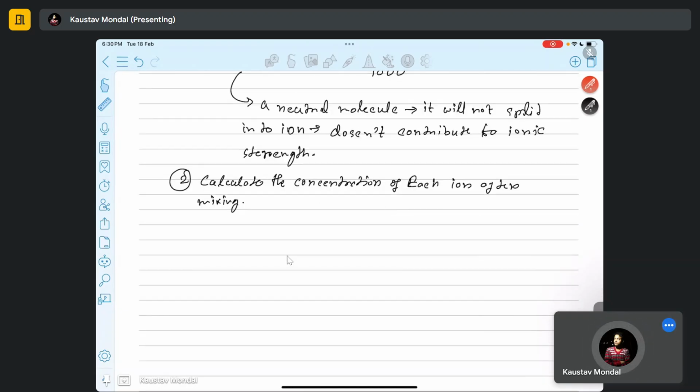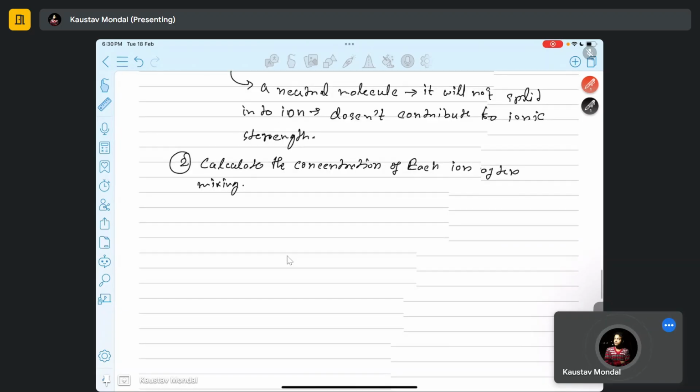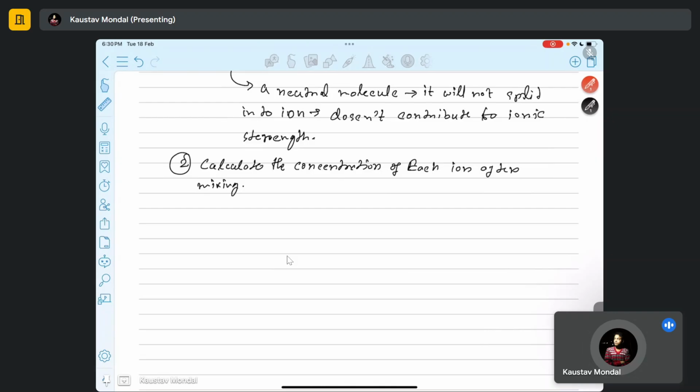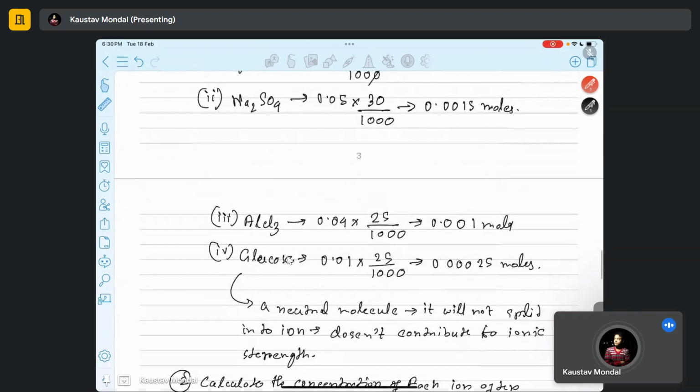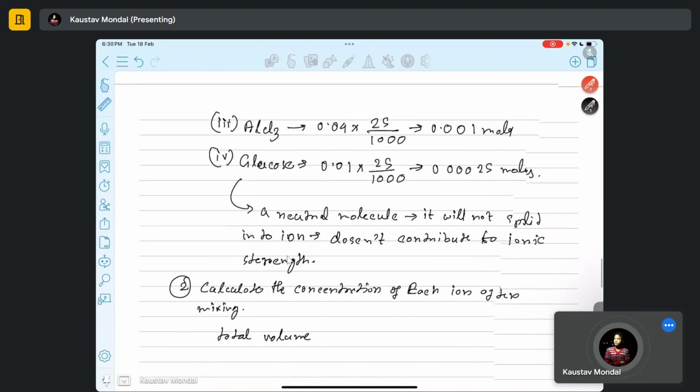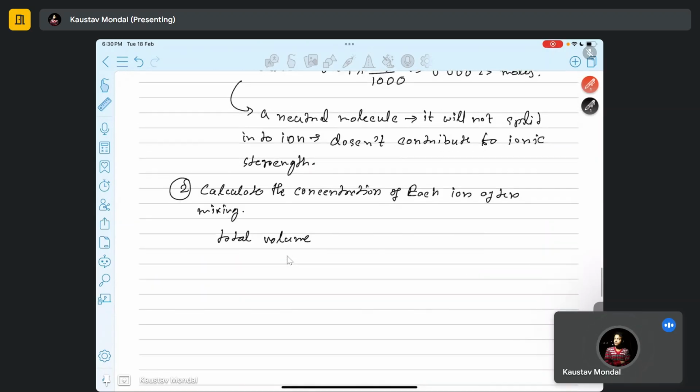Concentration of each ion after the mixing. Okay, so the total volume is 25, 25. This is the total volume after mixing all of the solutions.